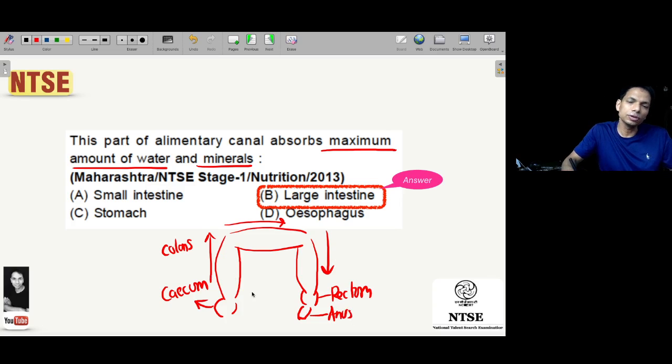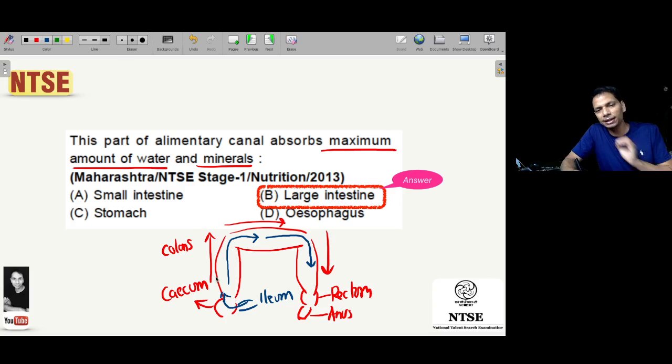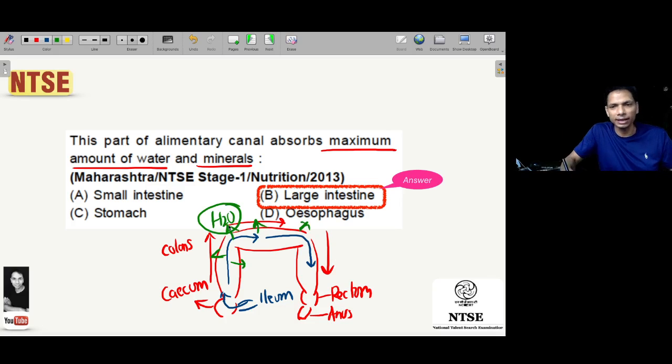Now, undigested food enters from the small intestine, basically the ileum. This undigested food passes through the colon, the ascending, transverse, and descending colon. While it is passing, there is lots of absorption of water and minerals, and because of the absorption of water, the stool is formed. This leads to the formation of solid stool, or fecal matter, because of this water absorption.